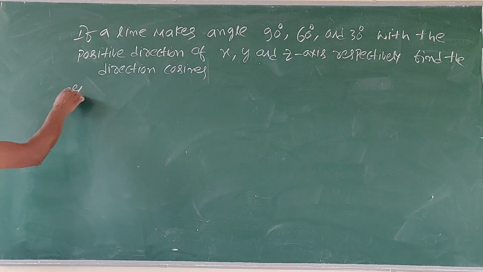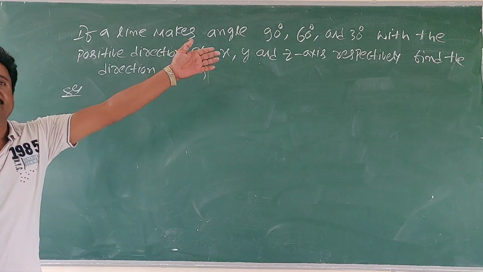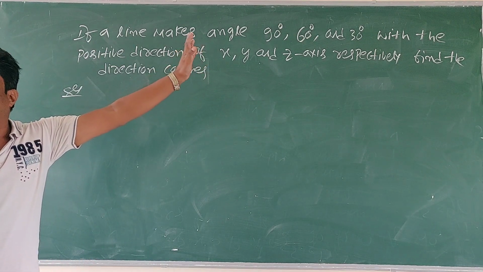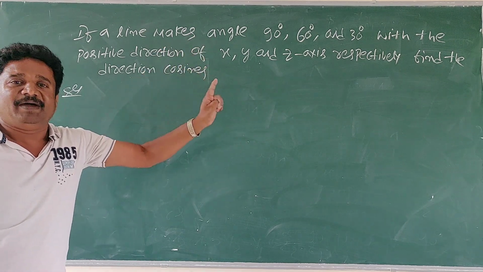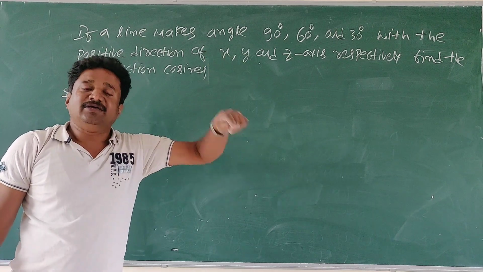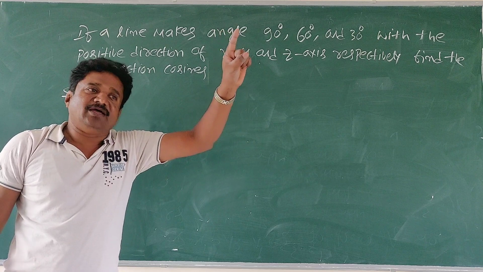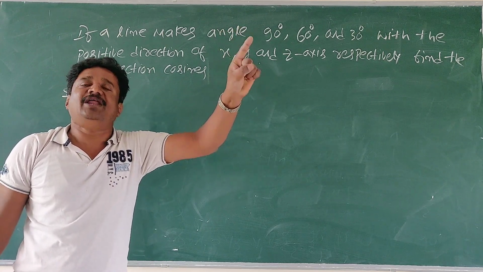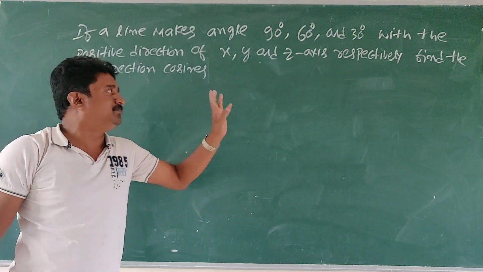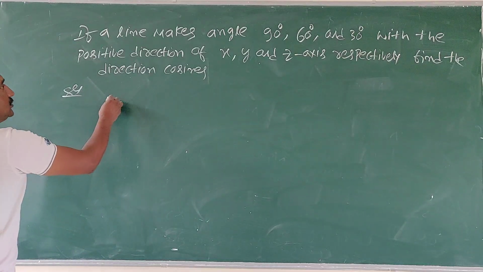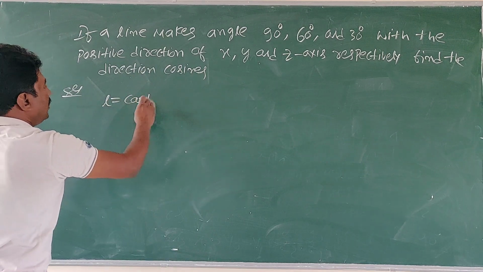Solution. DC is required. Alpha, beta, gamma are given. Alpha is the angle made by the line and x-axis. Vectors in 3D, same concept. In vectors we take the angle between the vector and x-axis; here we take the line and x-axis, same thing. So the angles are given. So write L equals cos alpha.